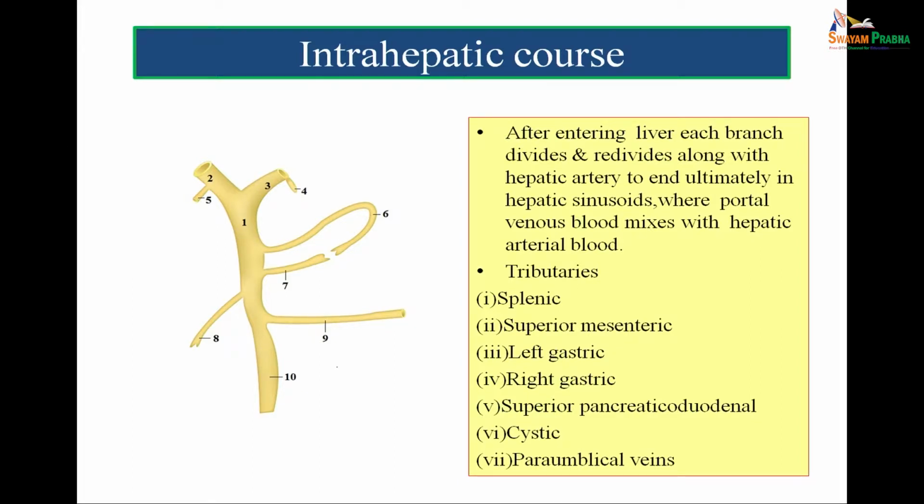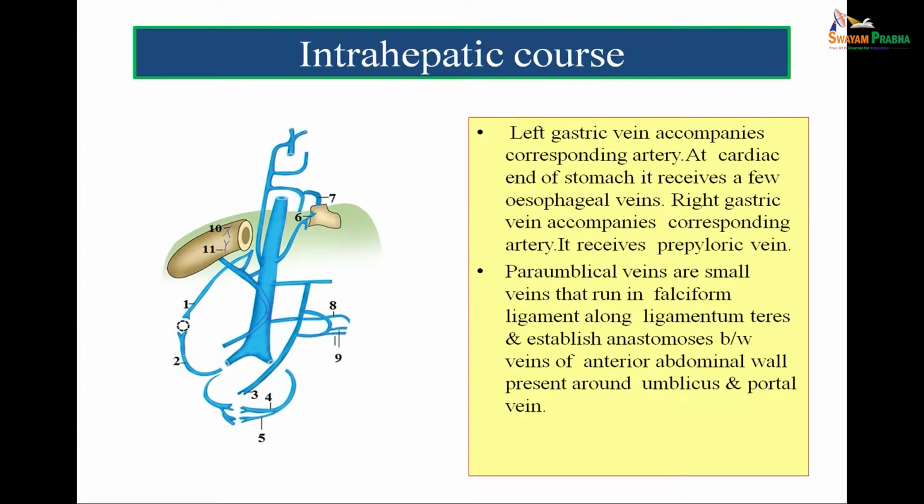mesenteric vein, which is uniting. 9 and 10 are uniting to form 1, that is the portal vein. So, all these are the tributaries of the portal system. Left gastric vein accompanies the corresponding artery. At cardiac end of stomach, it receives a few esophageal veins.